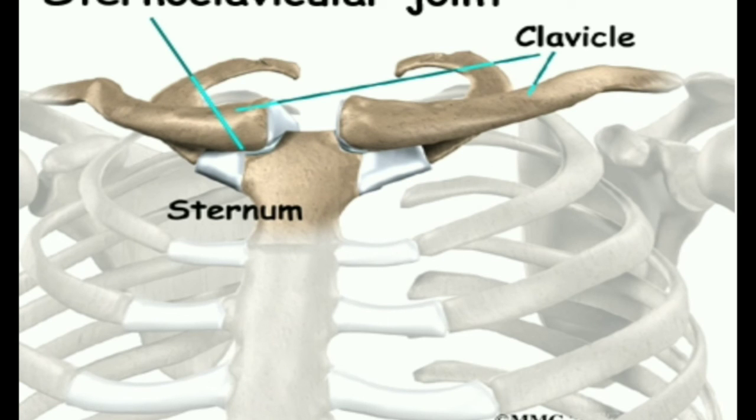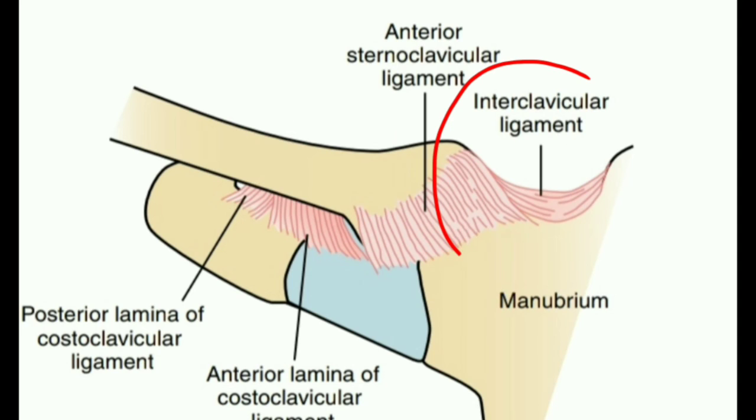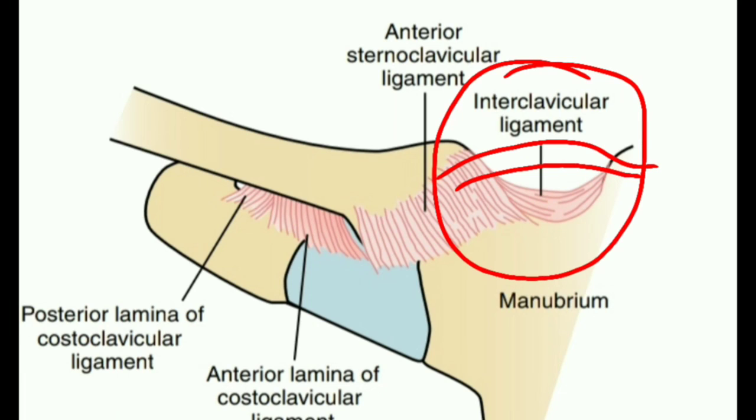So now let's see the next ligament. Here the clavicle is attached to the other clavicle. It is called the interclavicular ligament. So here you can see in this figure, the clavicle is attached to another clavicle. The name is itself explanatory: the interclavicular ligament attaches both the clavicles, and it has a very important function.